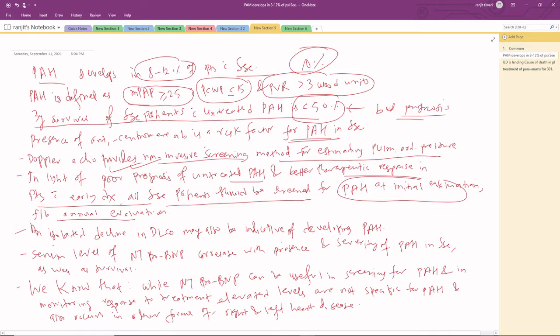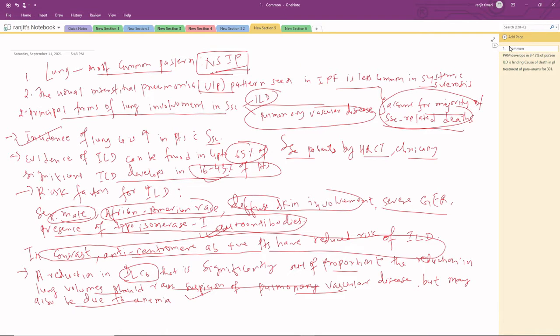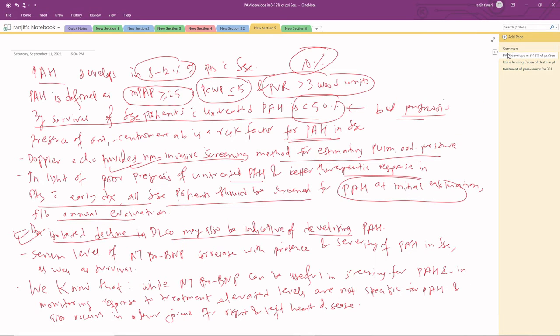Okay, an isolated decline in DLCO may also be indicative of developing pulmonary artery hypertension. This point was also mentioned previously. As I told you, if there is a reduction in DLCO that is significantly out of proportion to reduction in lung volume, you should raise suspicion of pulmonary vascular disease. And the same point is repeated here as well.